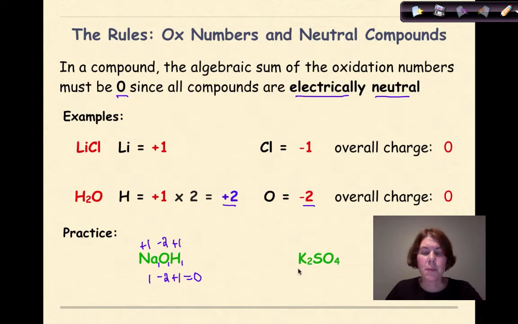Let's look at another one here. Potassium is in group 1. The only charge that potassium can be is +1. So 1 times 2, because that subscripted 2 goes with the potassium, is +2. The only charge that oxygen can be typically is -2, so -2 times 4 is -8. The whole thing has to equal 0. What's the charge that sulfur has to be? Well, it has to be something that's going to make this whole thing electrically neutral. So I have a +2, a -8. This has got to be +6, because 2 plus 6 is +8, and -8 gives me 0.